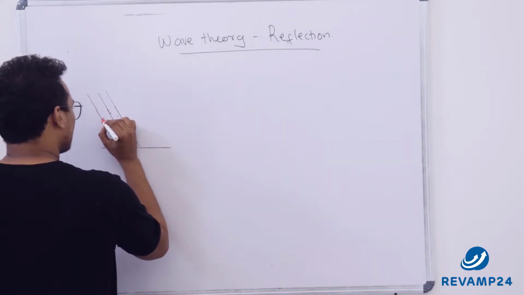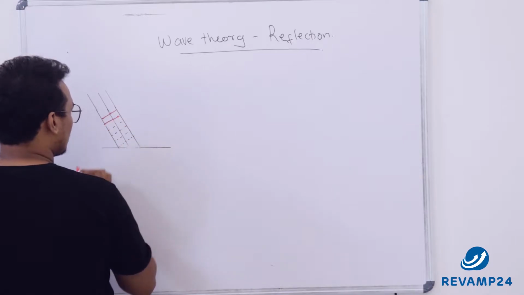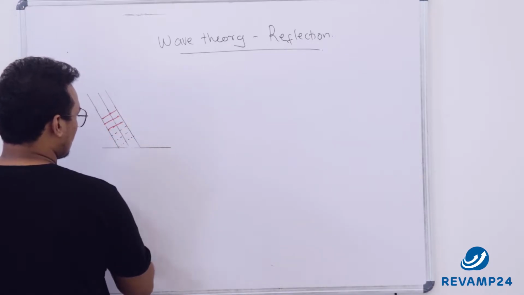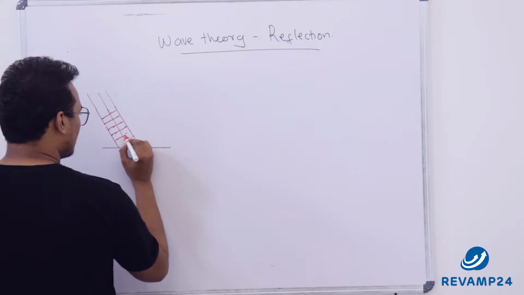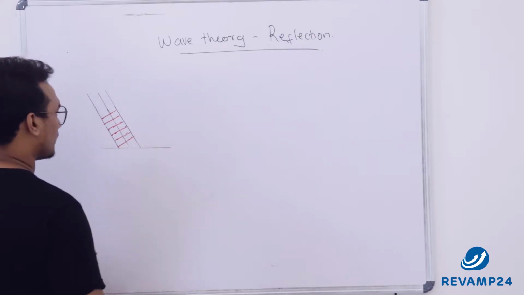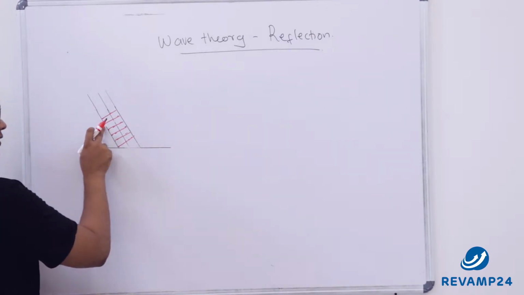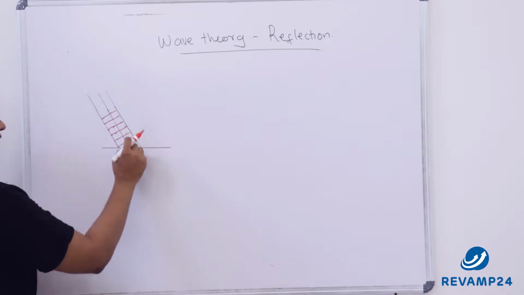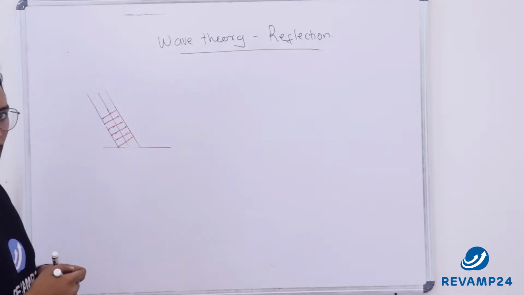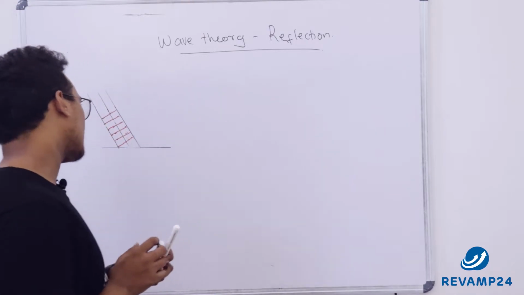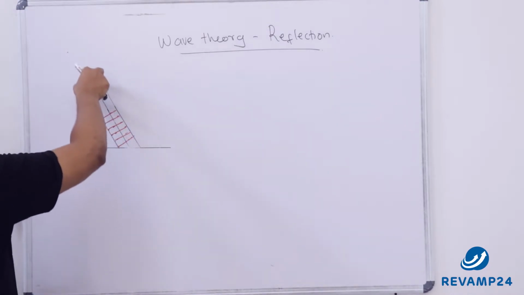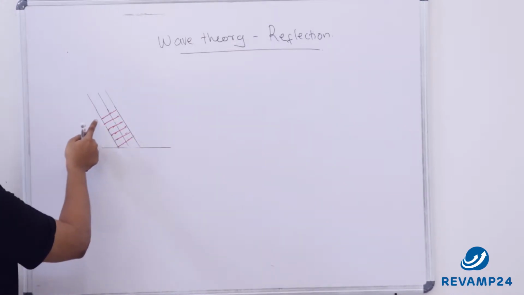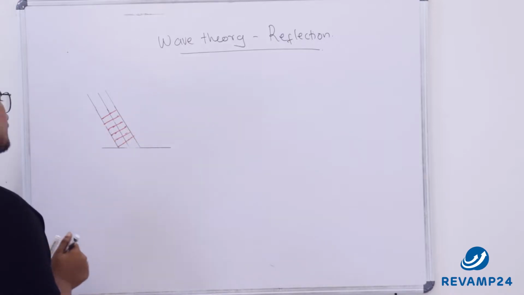So, this wavefront is creating the next wavefront, and it is creating the next wavefront, and the next. And the perpendicular drawn to the wavefront will give us the direction of propagation of the wavefront, or the ray. So the ray is coming in this direction, but this is the representation of the wavefront.